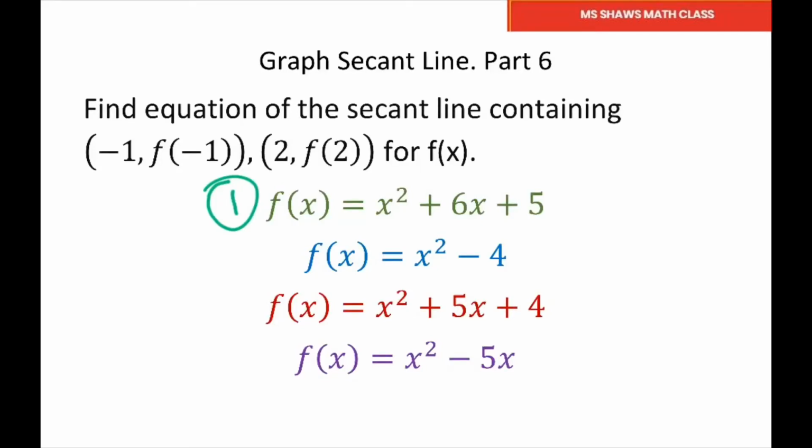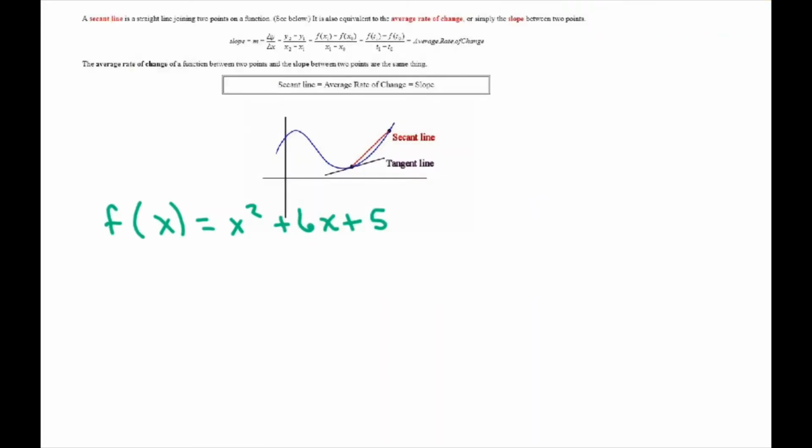Hi everyone, we're going to graph f of x and our secant line and find the equation of the secant line containing this point. So we're basically going from -1 to 2 and we have to find our y value for f of x. So basically you have this curve here, and the average rate of change of that curve, which equals the slope, is the secant line, which connects the points from our first x to our second x. And our x's happen to be -1 and 2.